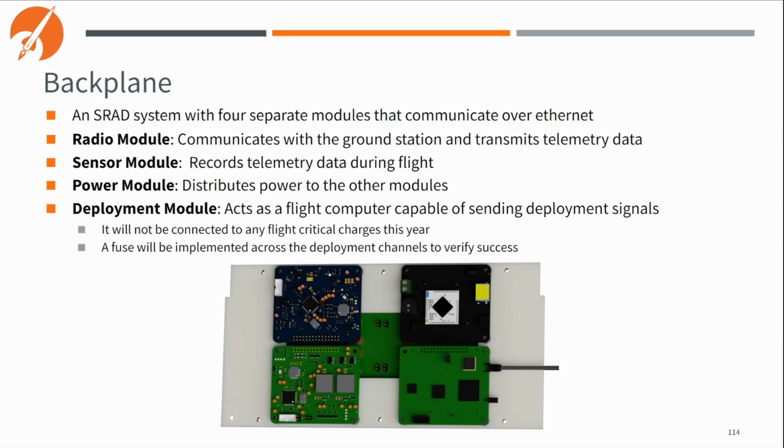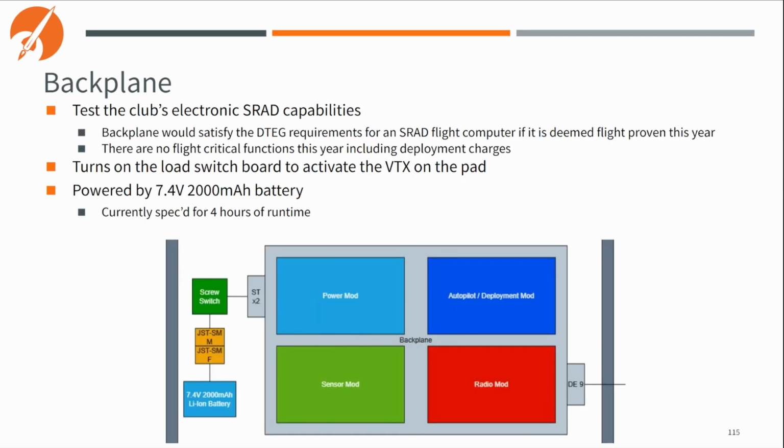We are going to have a hardware fuse connected to the deployment signals to simulate an e-match charge, and we are also going to have software on there that will test and verify backplane's success at sending deployment signals. We are also going to use backplane to activate our VTX this year.